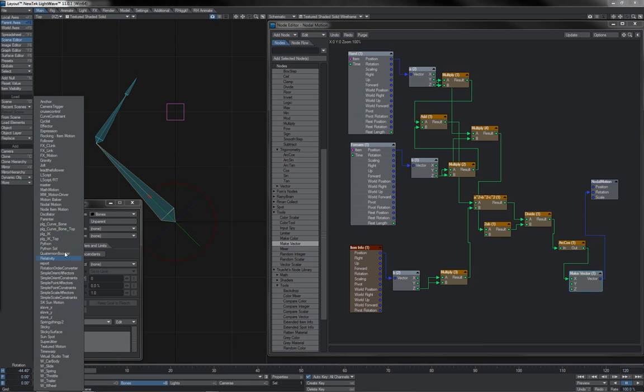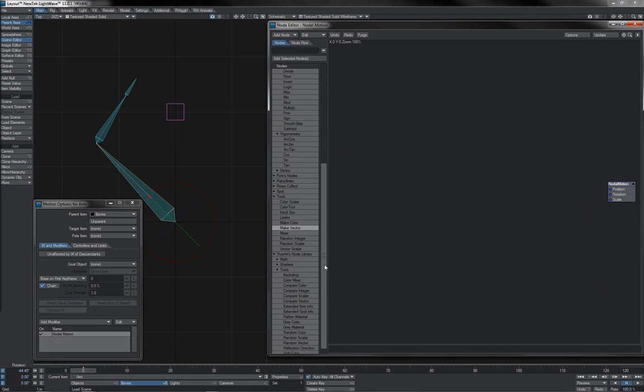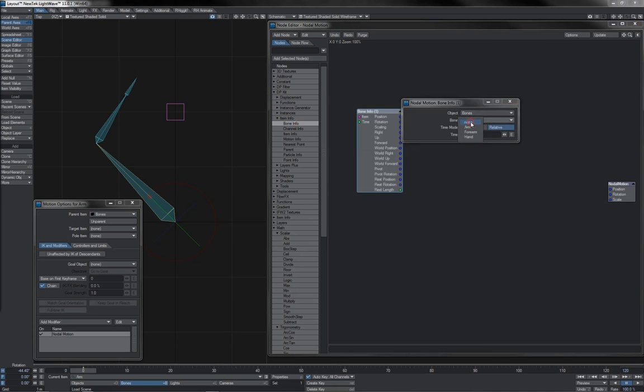So once again, pop the nodal motion on our upper arm bone there, and let's see what we need. Well, I know that I need to get the angle of the arm here, so I'm going to grab another bone info for the forearm, and of course I can get its rotation.